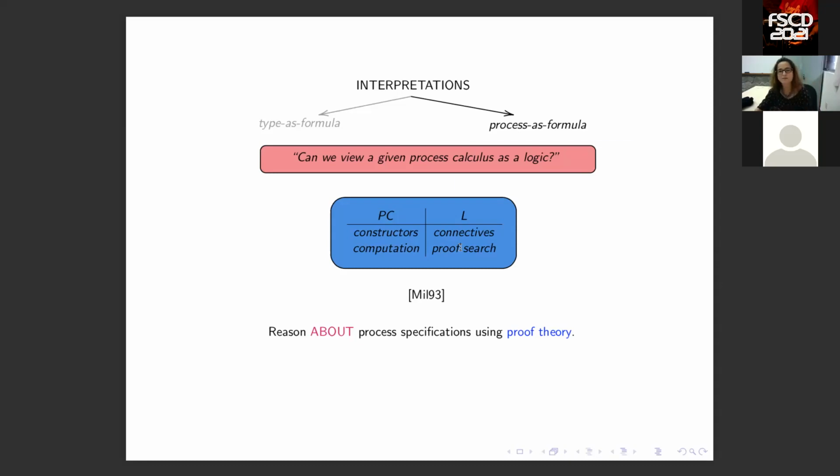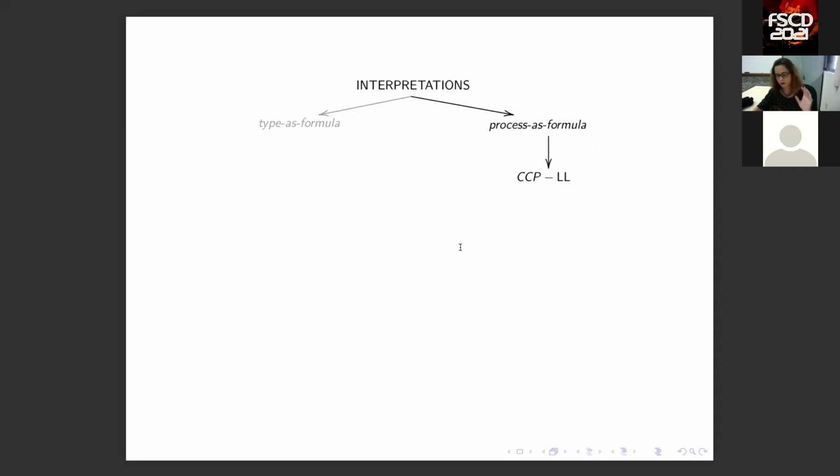So our work is based on the work of Fages and colleagues, and more importantly on the work of Miller, who started this subject in '93. As I said, we're going to be in this branch of interpreting process calculi, and we are going to look only at CCP. So why CCP? CCP is nice, first of all, because it's really simple. So you can see the connections quite right away. It's easy to see a declarative way of processes using CCP.